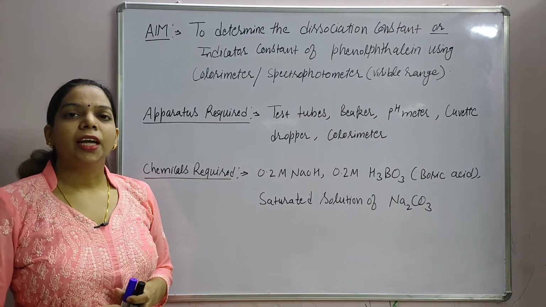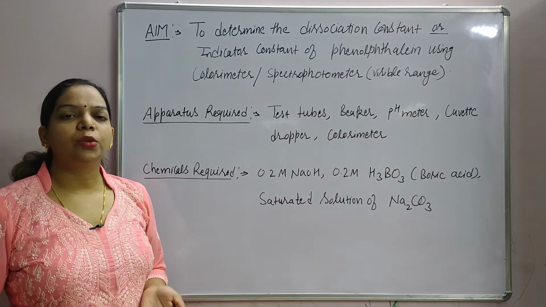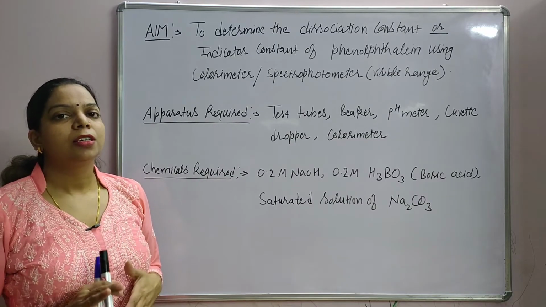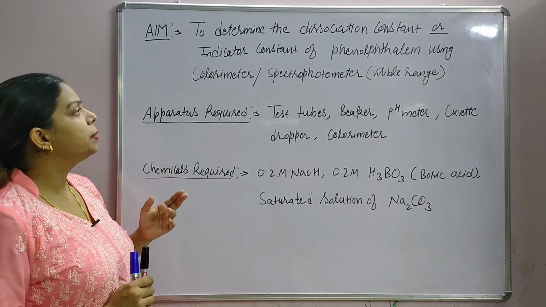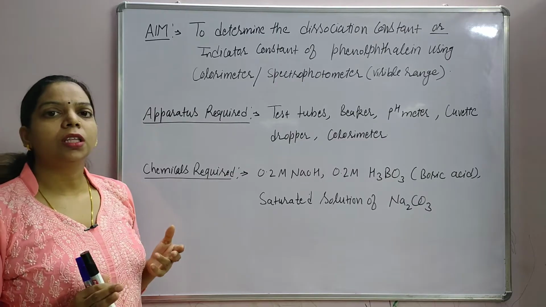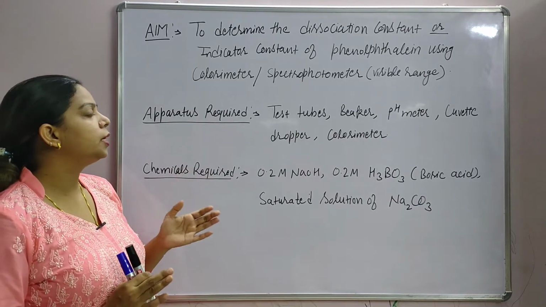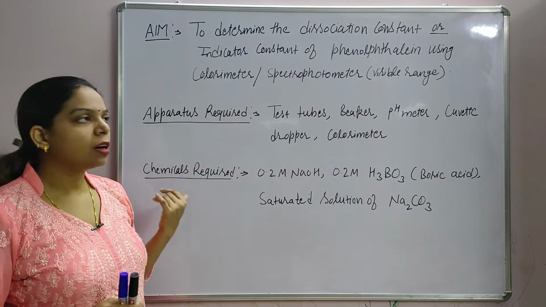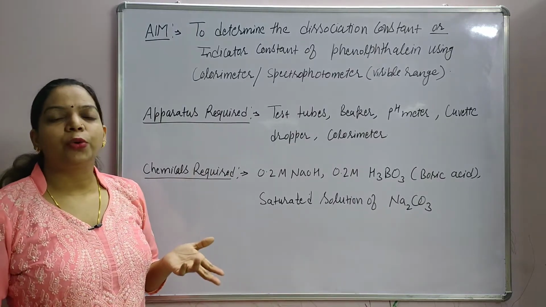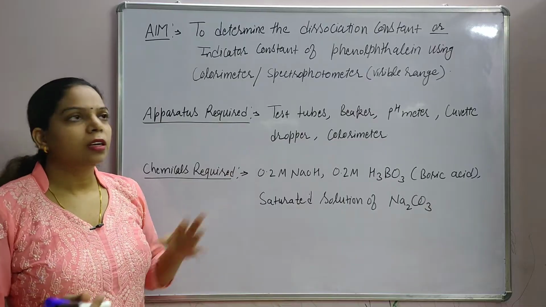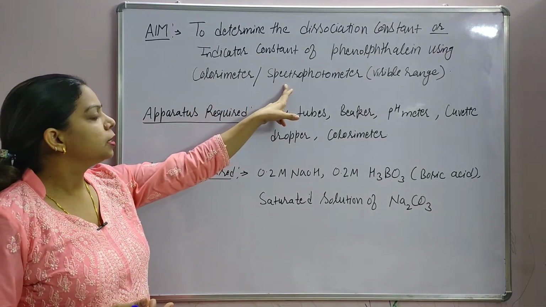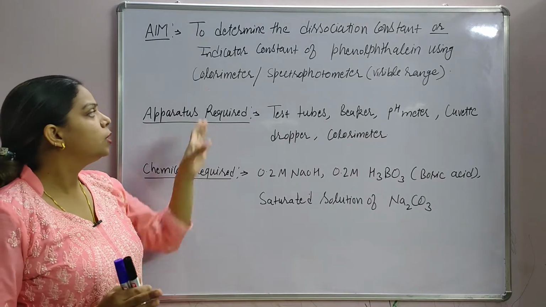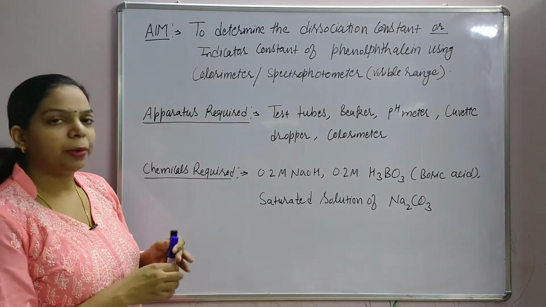Hello students, in today's lab we are going to find out the dissociation constant for an indicator. So our aim is to determine the dissociation constant, or the indicator constant, for the phenolphthalein indicator using a colorimeter or spectrophotometer. You can do this experiment using either apparatus. Instructions will remain the same for the two, but here we will be using a colorimeter.